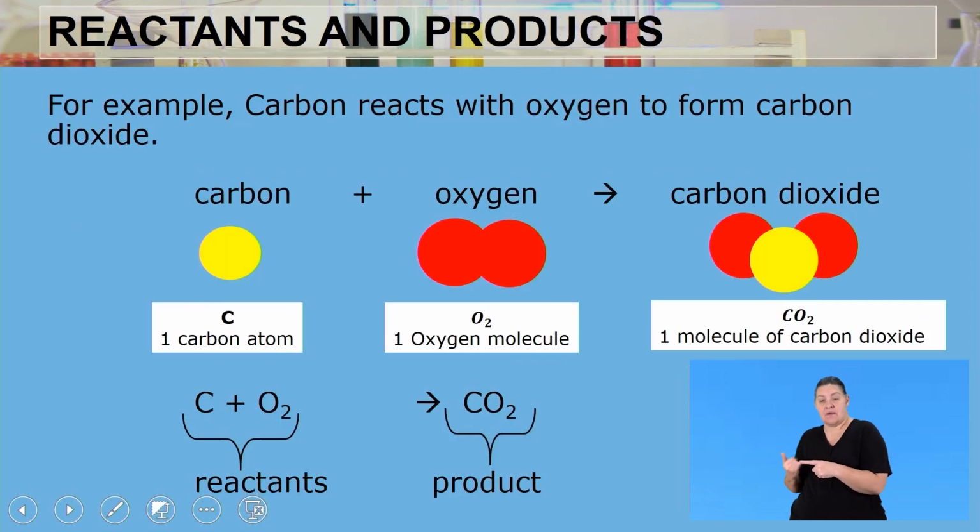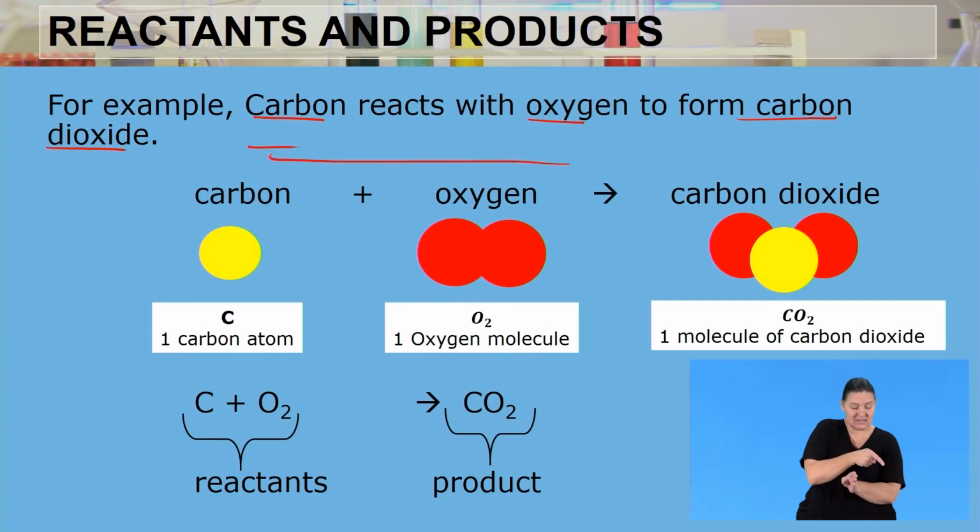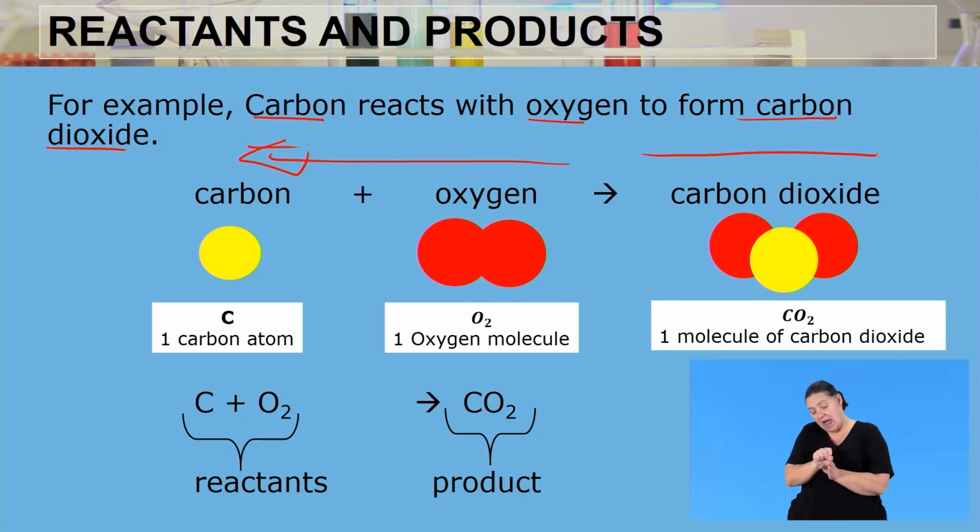Now, if we also look at this example, we are going to react carbon with oxygen, and that is going to form carbon dioxide. To start, we have the name, modeling atom, and the formula. We start with the name carbon, which is going to react with oxygen. Remember, if substances are written before the arrow, on the left-hand side of the arrow, they are known as the reactants. If they are written on the right-hand side of the arrow, after the arrow, they are known as our products.